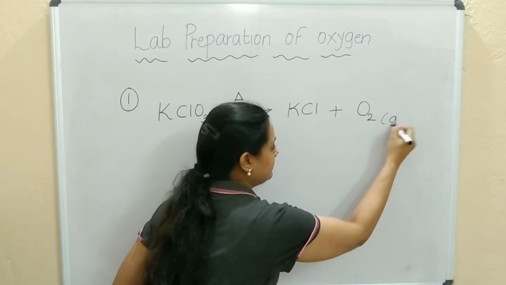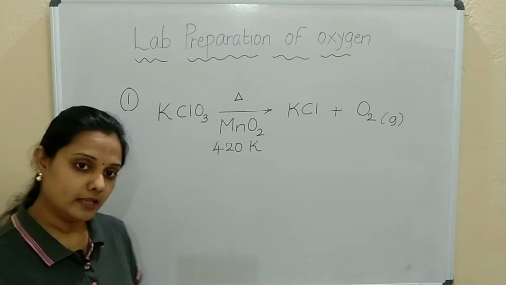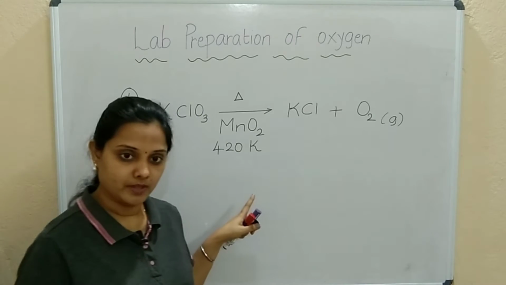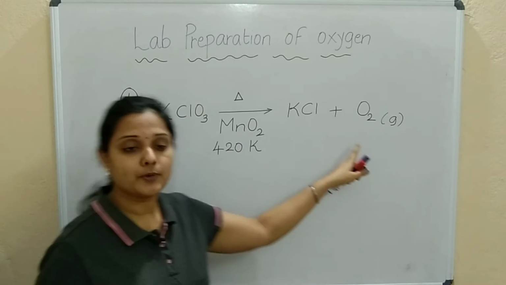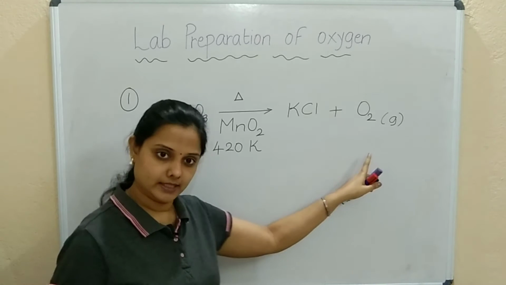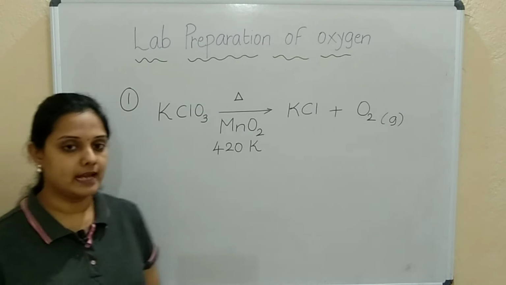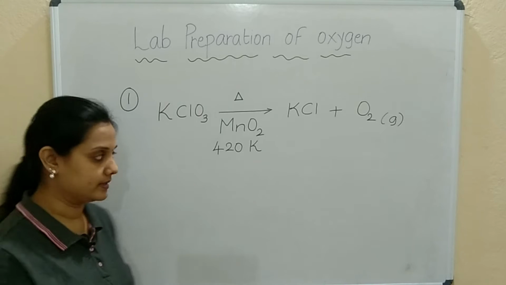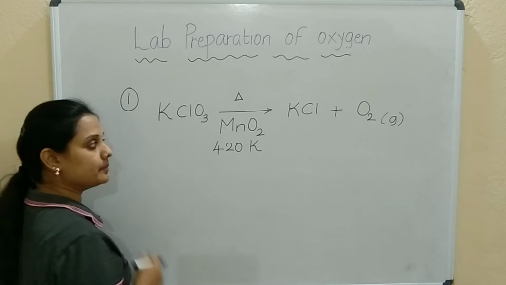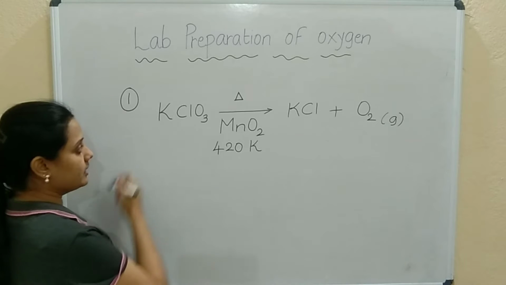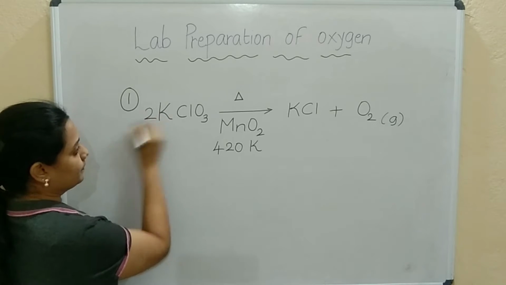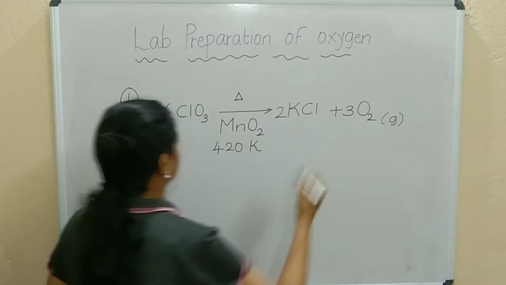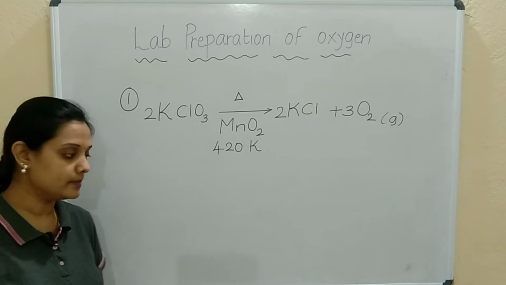We will write here G because it is in the gaseous form. In the presence of this catalyst, oxygen is produced quickly, but in the absence of this catalyst, it takes many years to form this oxygen. So this is the first preparation. We will balance the equation. I will write here 2, here also 2, and here 3. So the equation is balanced.